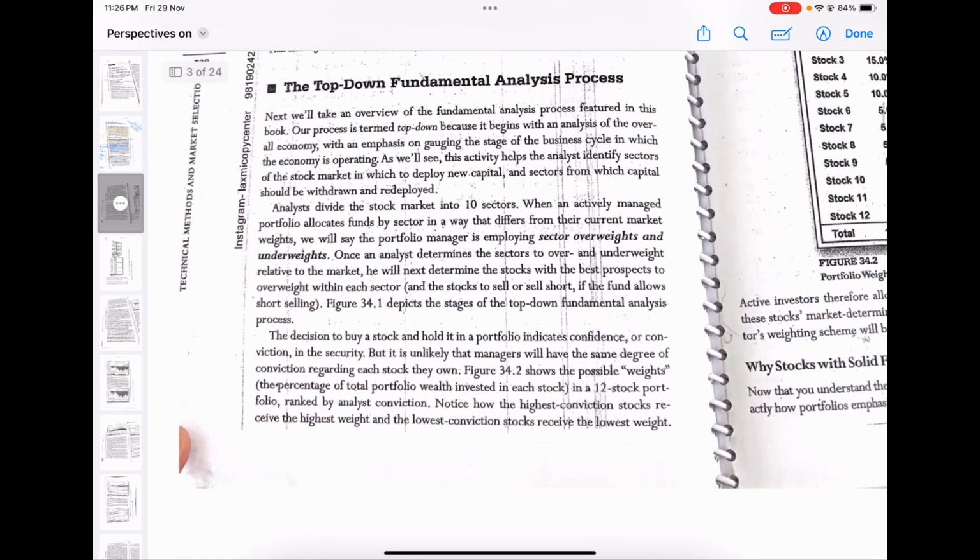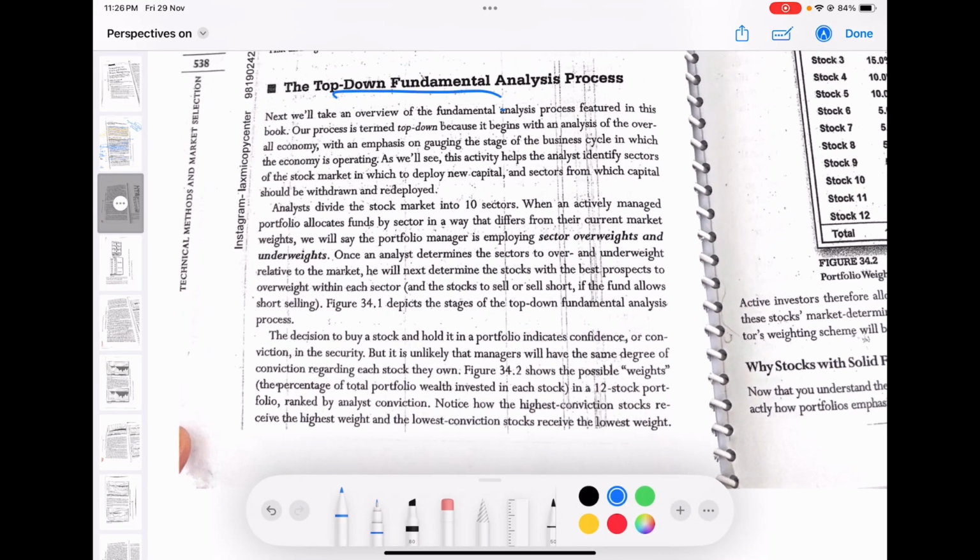Now let's talk about the top-down fundamental analysis. We're not talking about technical analysis here. We are talking about how fundamental analysis takes place when you do it on a top-down basis. So now let's talk about that. Obviously, we are going to start with the overall economy, and then we'll come down to particular sectors, and then we will shortlist our stocks. So that's basically the fundamental analysis.